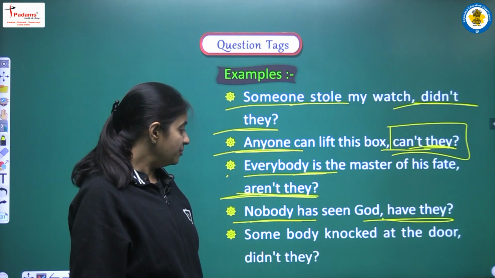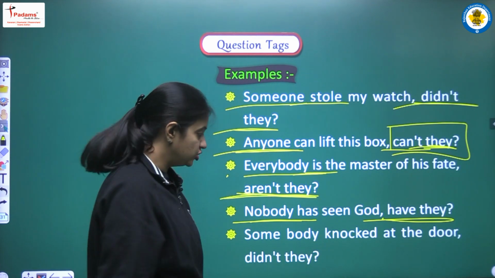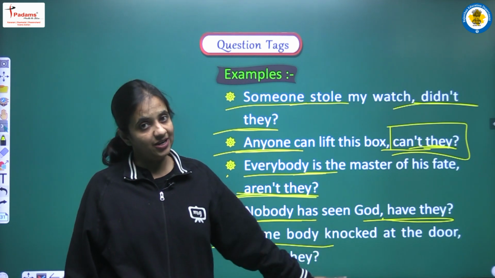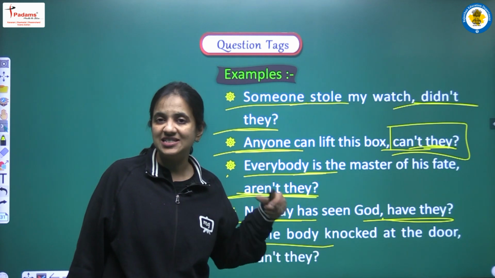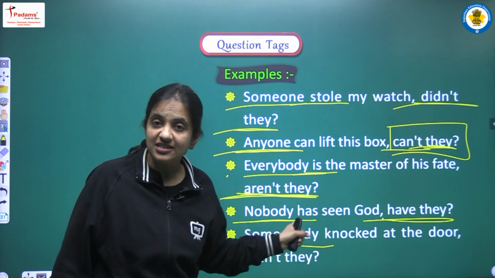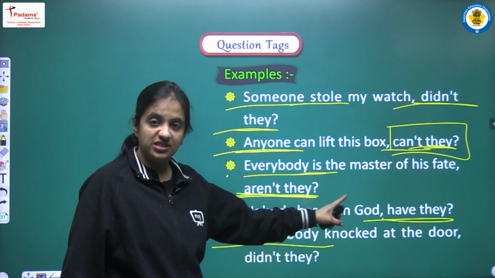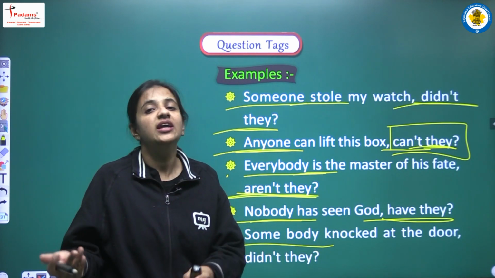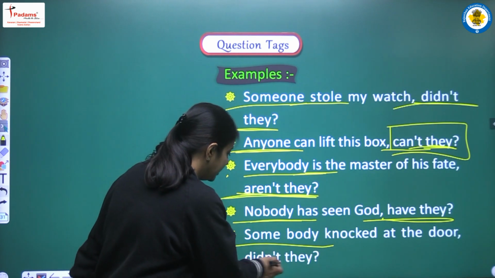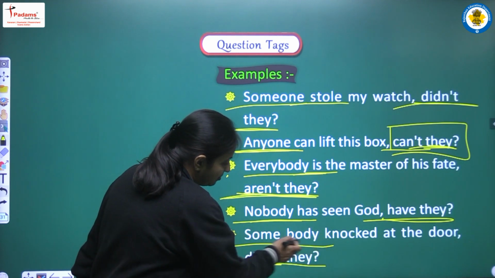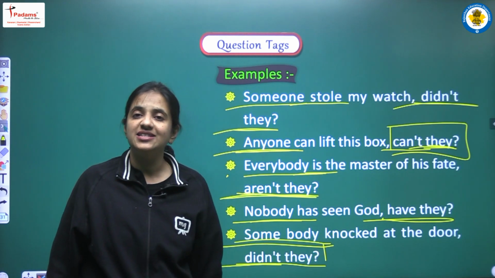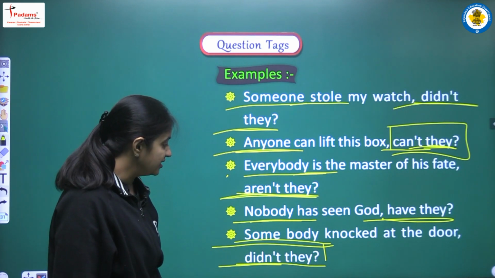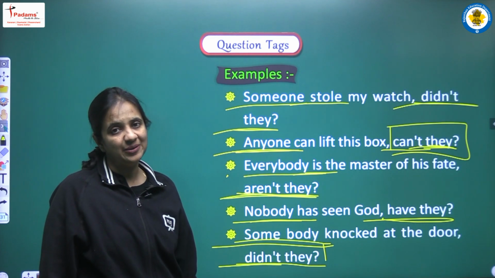Next one, somebody knocked at the door. So in this sentence we are having somebody. Knocked, it's a second form, it means it's an example of past simple tense, and did is hidden here. It's a positive sentence, so we have to write negative tag did plus not, and the contractive form will be didn't, and in the place of somebody we have to use they as a pronoun, and the complete sentence will be, somebody knocked at the door, didn't they?